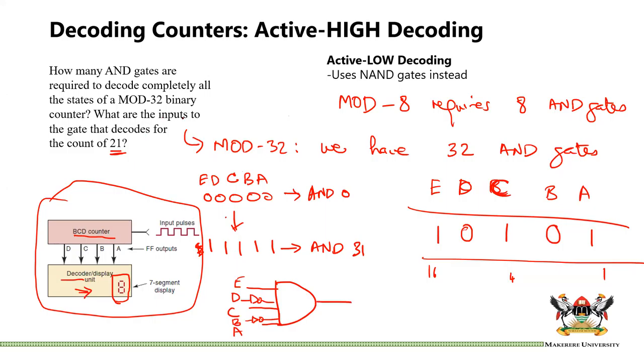So, what are the inputs to the gate that decodes for the count of 21? The inputs are basically E, D with an inverse, C, B with an inverse, and A, so to speak, 1, 0, 1, 0, 1. Any questions?